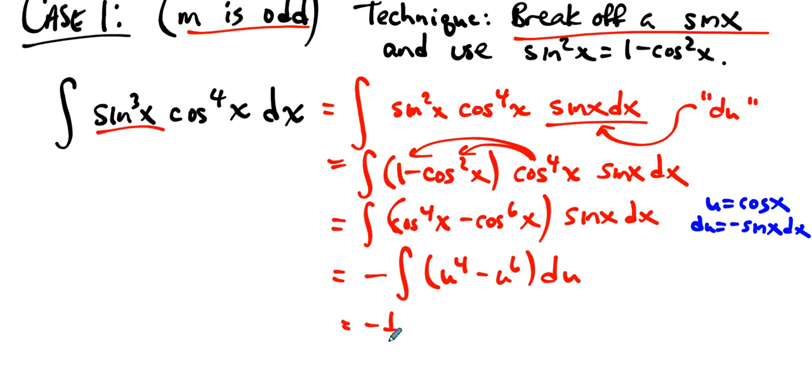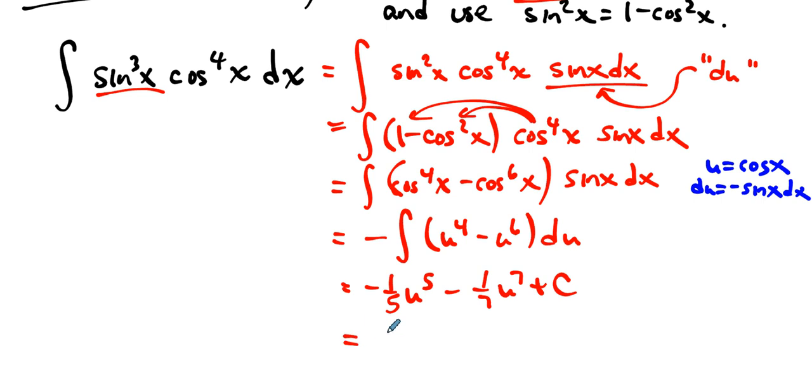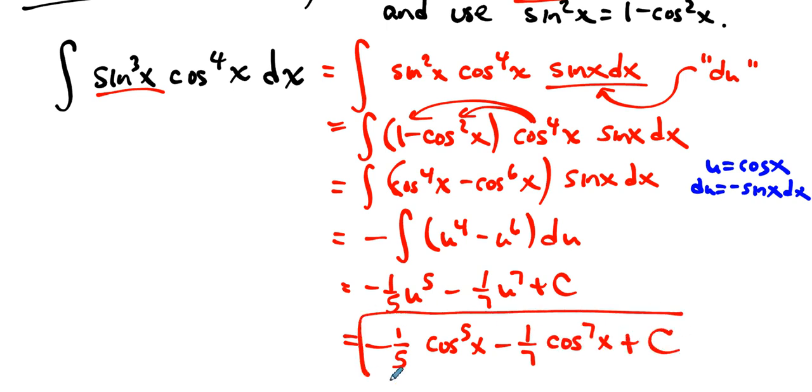And that's negative 1/5 u to the fifth minus 1/7 u to the seventh plus c. But they didn't give us this thing in terms of u. They gave it to us in terms of cosine x. And so this is negative 1/5 cosine to the fifth of x minus 1/7 cosine to the seventh of x plus a constant. Moral of the story, when there's a sine x to an odd power, we break off a sine x and run.